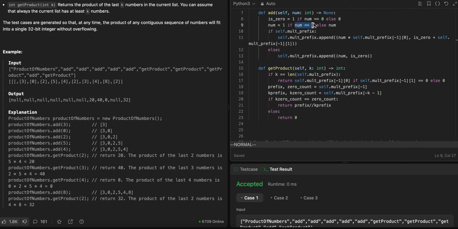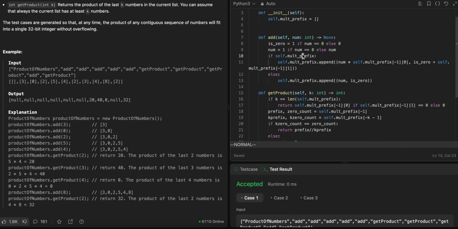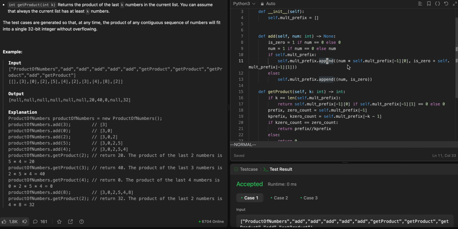But I took care to count it in by this variable. And then I'm going to check if there exists an array. I think this could be written in a better way, but I don't really care. If it exists, I'm going to append to it. What am I going to append? I'm going to take the last prefix, multiply it by the current number, and then move around.